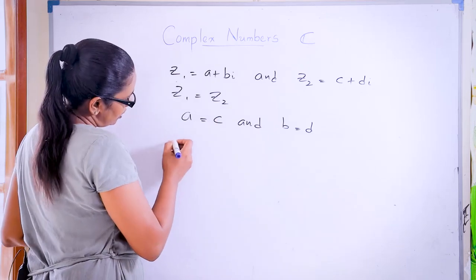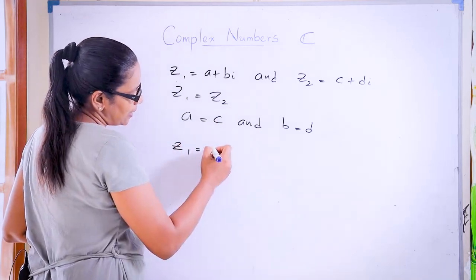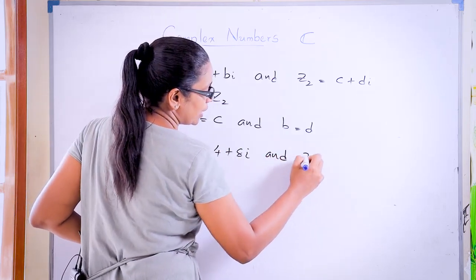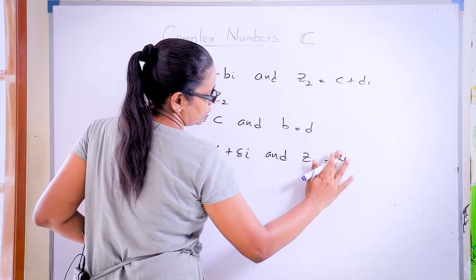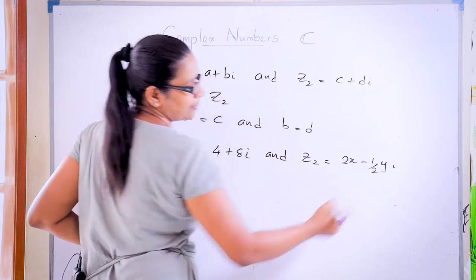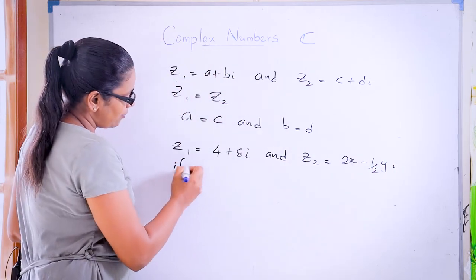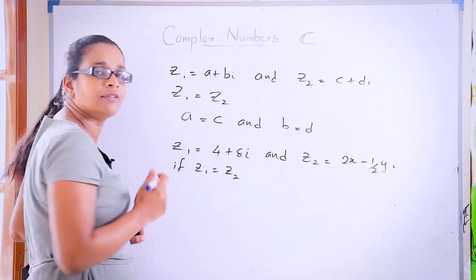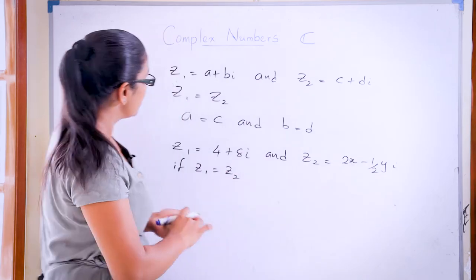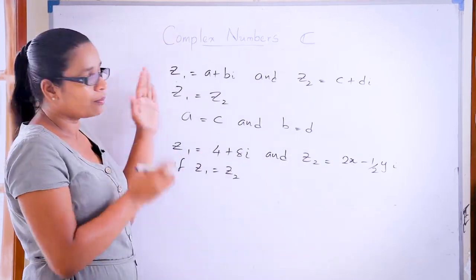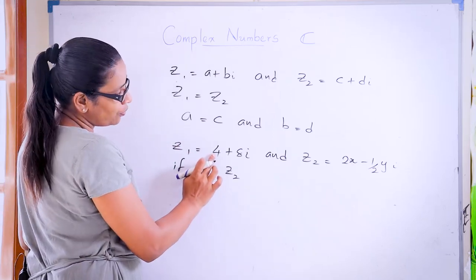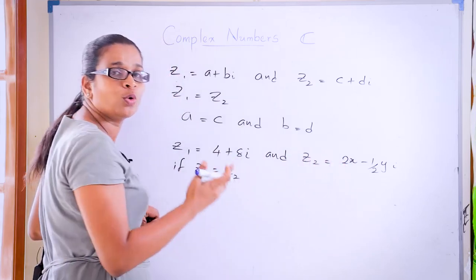Let's look at it this way. Z1 equal to 4 plus 8i and Z2 equal to 2x minus half yi. If Z1 and Z2 are equal, you can find out the values of x and y. According to this theory, both the real parts and imaginary parts should be equal. So you can write that 4 should be equal to this 2x value.